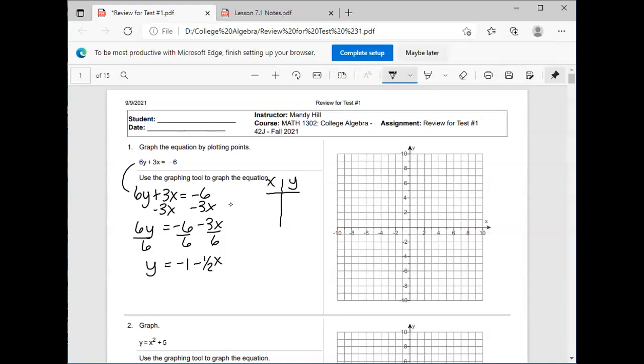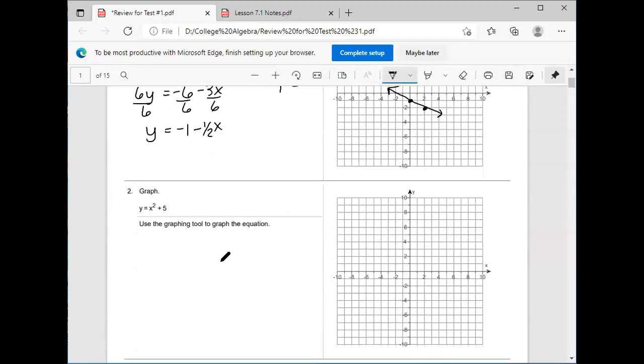But we could go to our graphing calculator and plug in this, and then hit our table and look for some values. You just don't want to get any fractions. So I know at 0, the answer is going to be negative 1. At 2, the answer is going to be negative 2. So I would pick the line, plot the point 0, negative 1, and 2, negative 2. Connect the dots. Then I'm going to submit that one. Is everybody okay with that one?